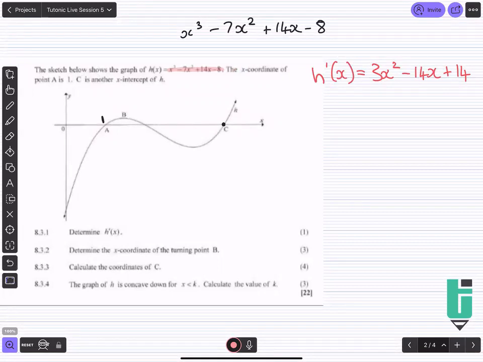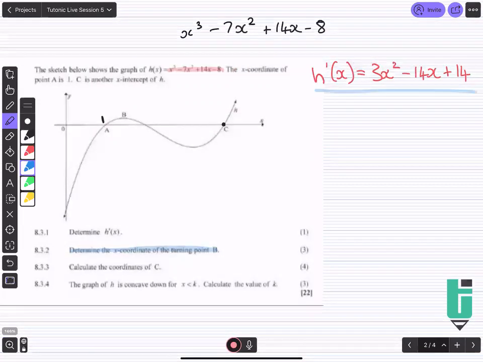Anybody want to give it a go? The derivative equal to 0. Right. So where's the derivative? We just found it. So we put that equal to 0.